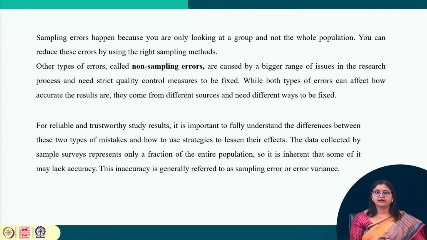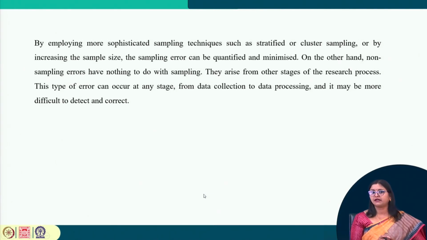The data collected by sample survey represent only a fraction of the entire population. So, it is inherent that some of it may lack accuracy. This inaccuracy is generally referred to as sampling error or error variance. By employing more sophisticated sampling techniques such as stratified or cluster sampling, or by increasing the sample size, sampling error can be quantified and minimized.